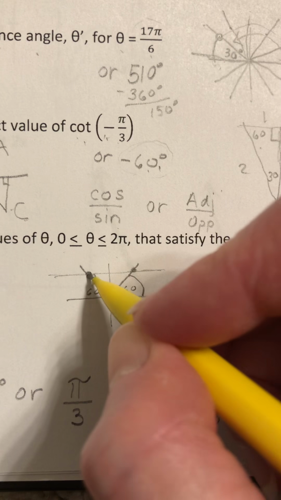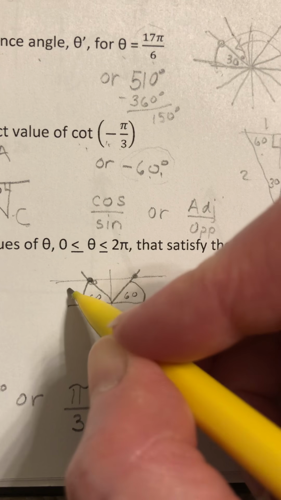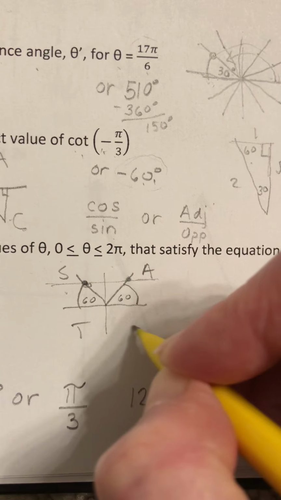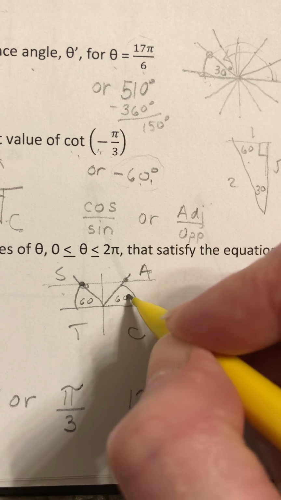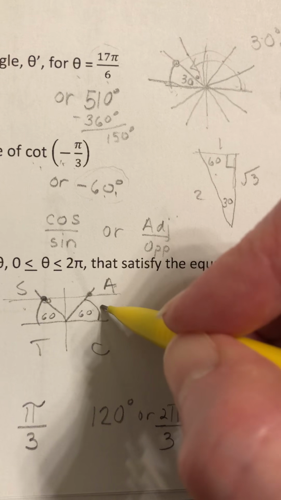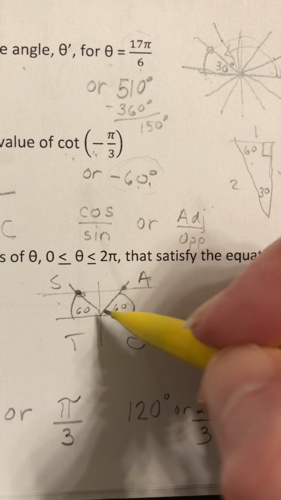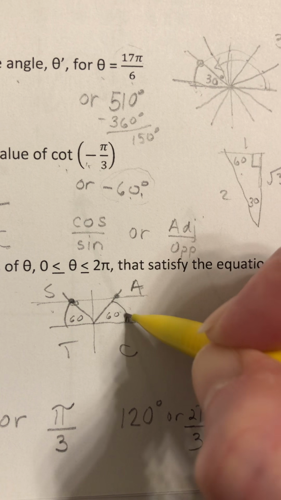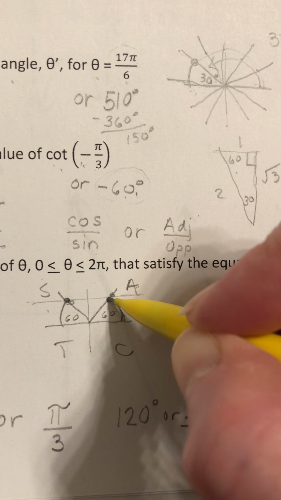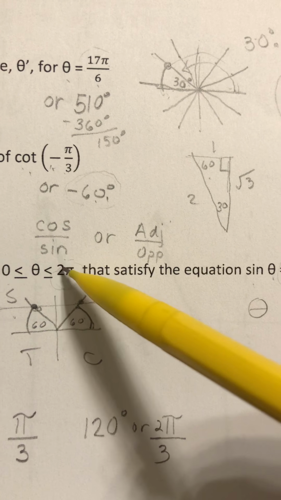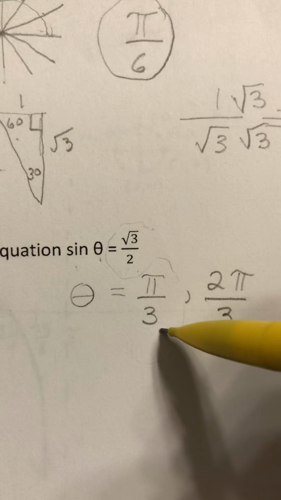Now, the sine is also positive in quadrant 2. Remember, all students take calculus. So all of them are positive in this quadrant. So since this is positive, we can be in quadrant 1, but the sine is also positive in quadrant 2, so we can also be in quadrant 2. So we're either going to have a turn of 60 degrees is our answer, which I'm going to convert to radians because it was given in radians. That's pi over 3.